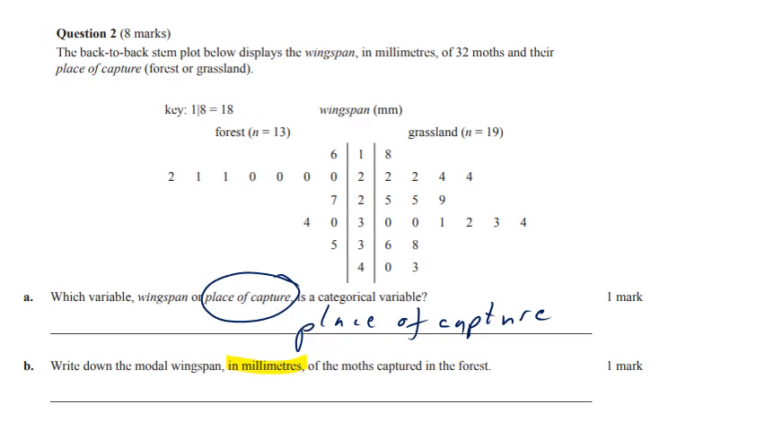So we're looking at the modal, which means the longest or biggest one, and it's in the forest. So we look at forest and we look along there. It is 2. It's not 2 millimeters, because if we read the key, 2 represents the tens column, so it's actually 20 millimeters. There we go.